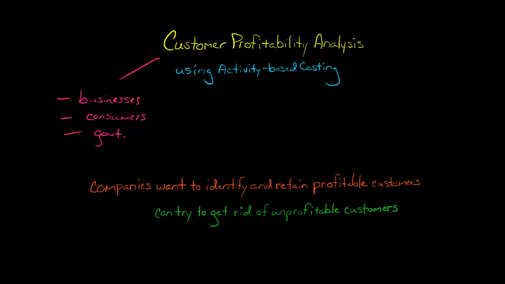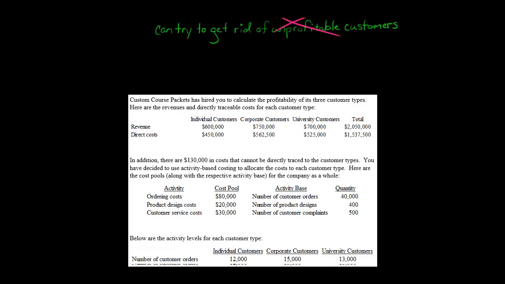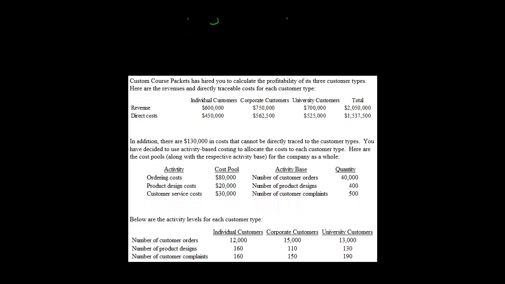And if you can find out that maybe one of these customers isn't profitable for your company to be serving, then you don't want to be serving that customer anymore. You might want to get rid of an unprofitable customer, or find some way to convert them to being a profitable customer. So now I want to show you an example of how you would go about actually doing the calculations to analyze the profitability of different customers.